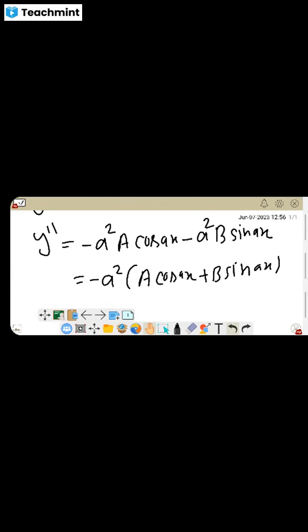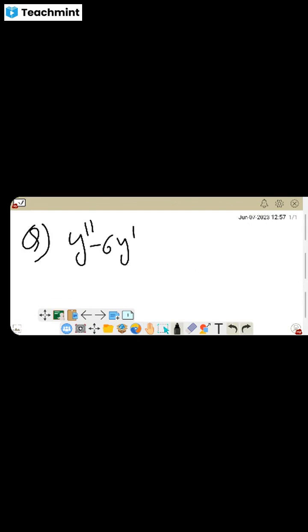Here y double dash minus 6y dash plus 5y is equal to cos 2x. Actually, I'm using the same left side so that we can use the CF as previous, because you know how to find CF.